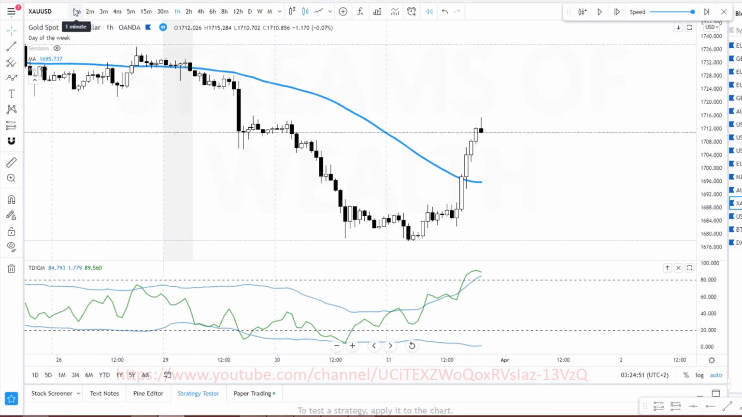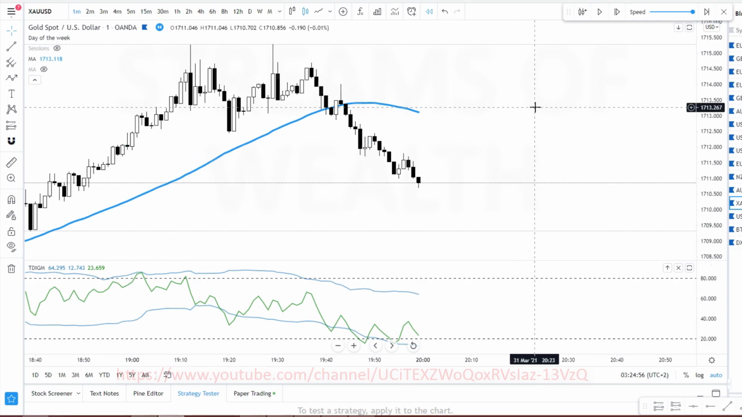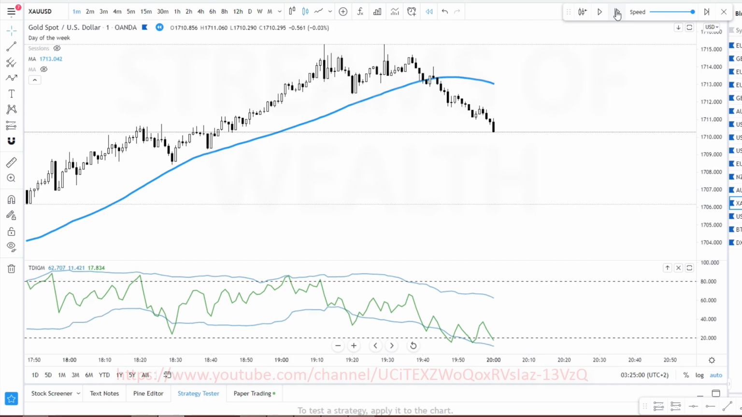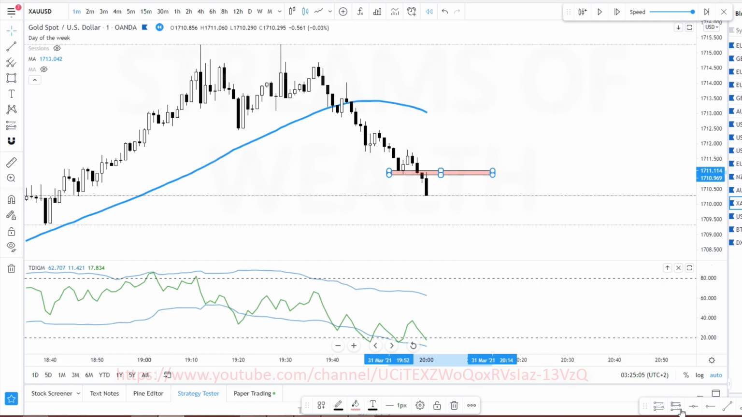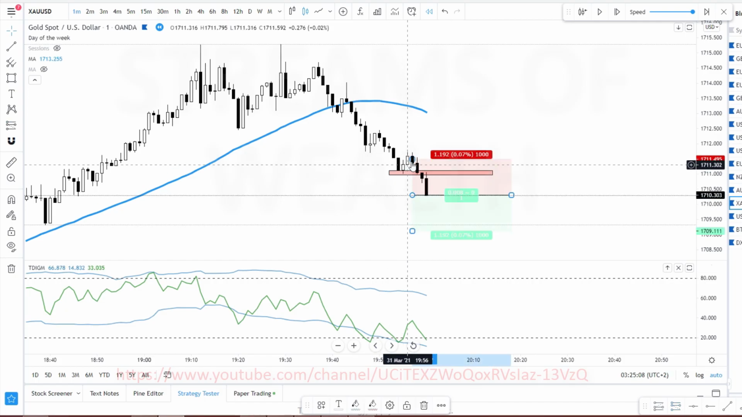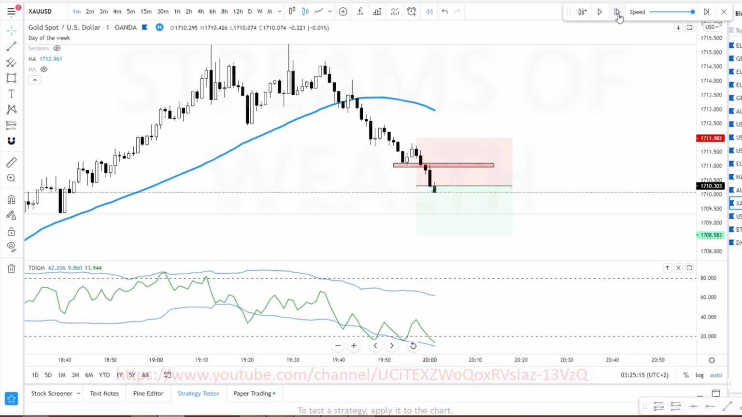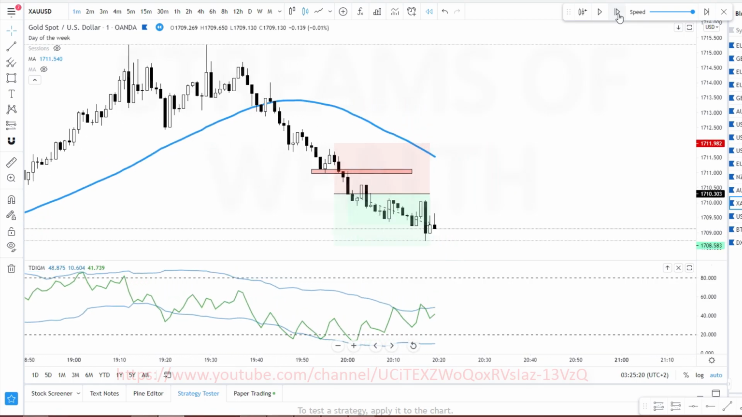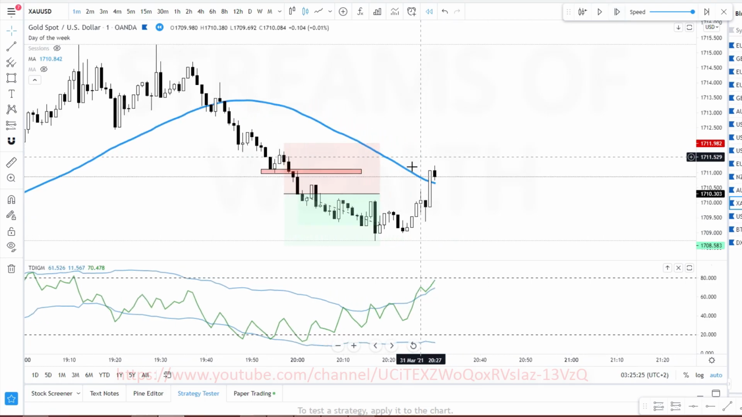So we go on 1 minute, and what do we have? We can see that the price is below, and we also break this structure. So at this point, I'm placing my order. Oh yes, I'm selling, and did we hit it? No, we don't hit it.